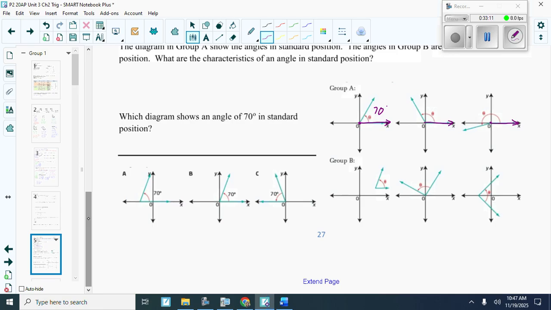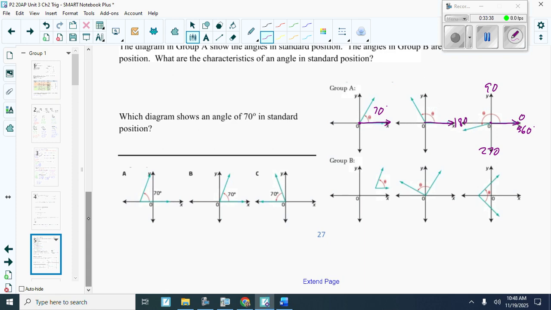So we're going to start to get really familiar with taking a look and making sure that you have these benchmarks: 90, 180, 270, and 360. Because if I asked you to draw an angle that's approximately 220 degrees, what quadrant would you be in? Yeah, quadrant 3.